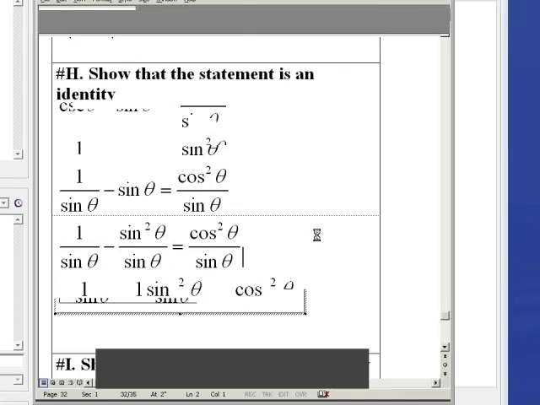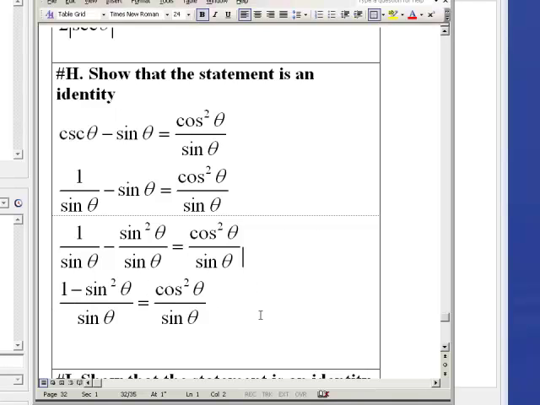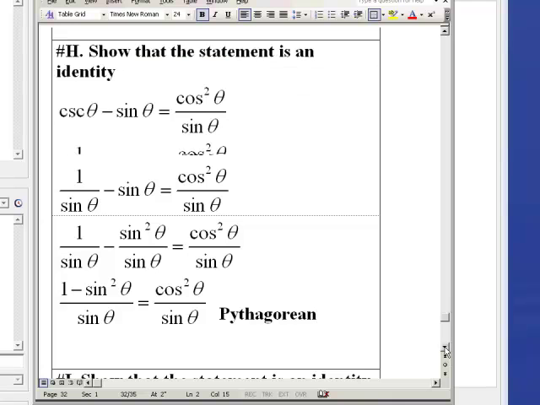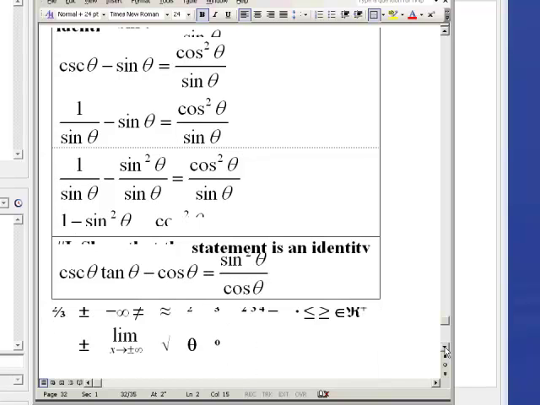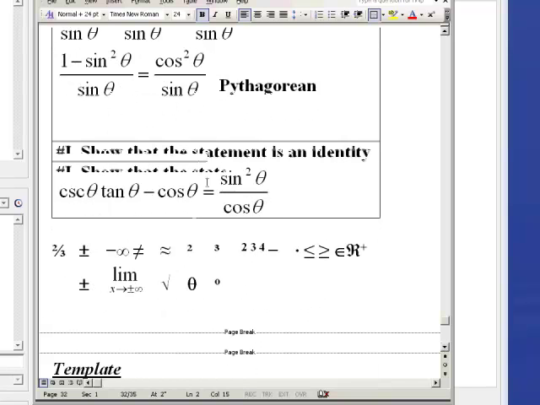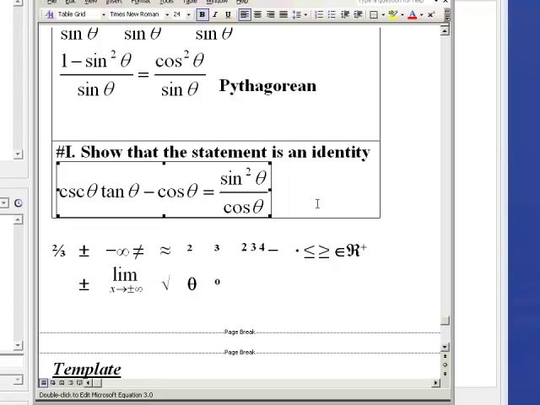And at this point here, I'm not going to go any further because now we can see that with the Pythagorean identity, the numerator on the left-hand side is the same as the numerator on the right-hand side. So we're pretty much done. We are done.